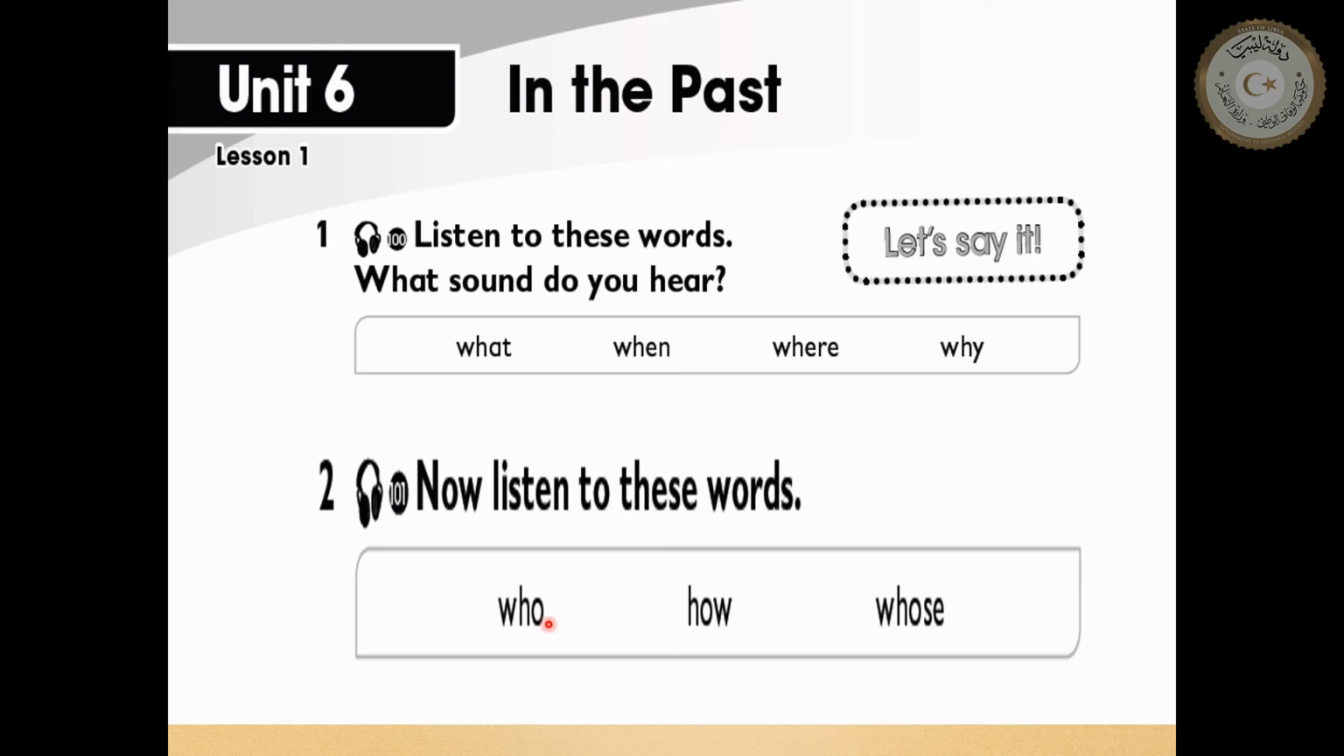Like here, who. Okay, why here we have W and here we have H. Look, W-H-A, what? W-H-E, when? W-H-E, where? W-H-Y, why? W-H-O, who? H-O, how? W-H-O, who? So here, when we have O, it is the ha sound. Who, how, whose. But this one, what, when, where, why. Can you repeat after me? What, when, where, why, who, how, whose.